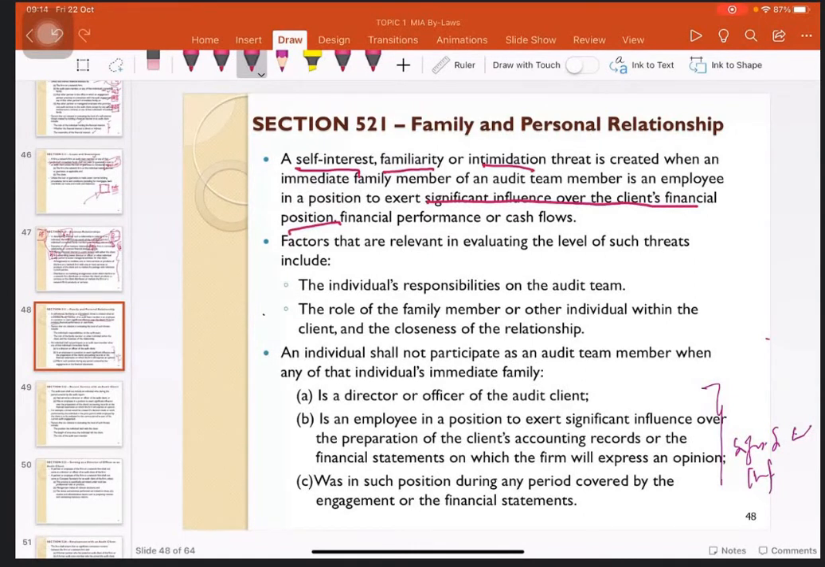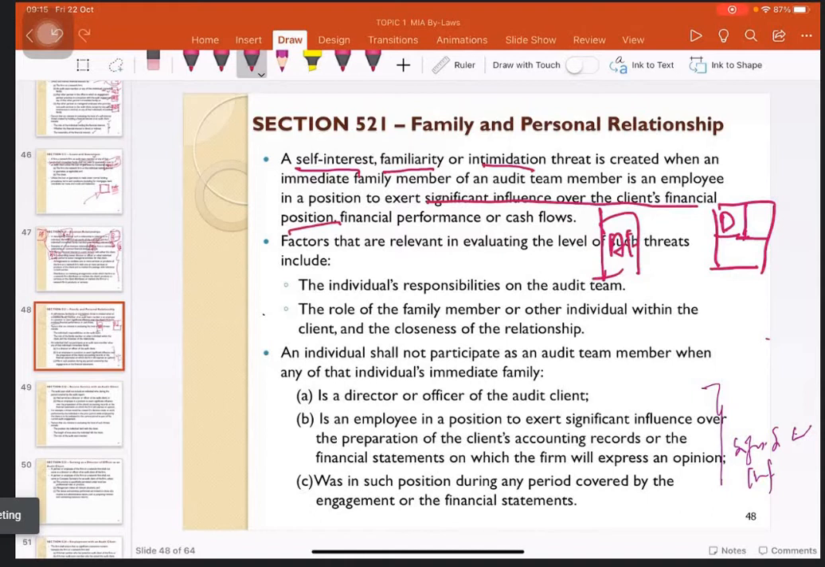Okay, let's say this one adalah your client, this one adalah audit firm, client, and then let's say your spouse ataupun your son ataupun you punya immediate family, your uncle ke apa ke, adalah directors of this company. Okay, so this one kita panggil sebagai family or blood relationship. Basically it is not allowed. Okay, because kenapa? Sebab dia ada significant influence.